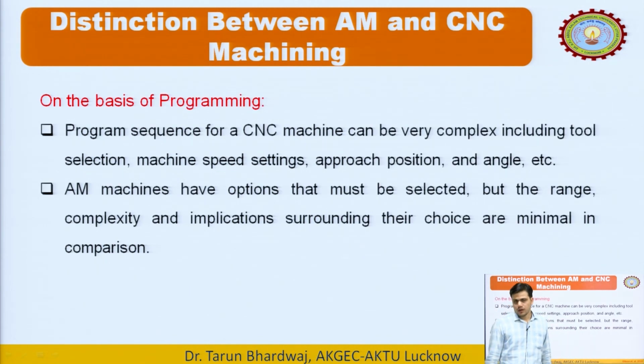Now, if you just compare it on the basis of the programming, the program sequence for a CNC machine can be very complex, including the tool selection, machine speed setting, approach position and angle, etc. Okay, so AM machines have options that must be selected, but the range, complexity and the implications surrounding their choice are minimal in comparison. So this is basically the difference if we just take it on the basis of the programming.